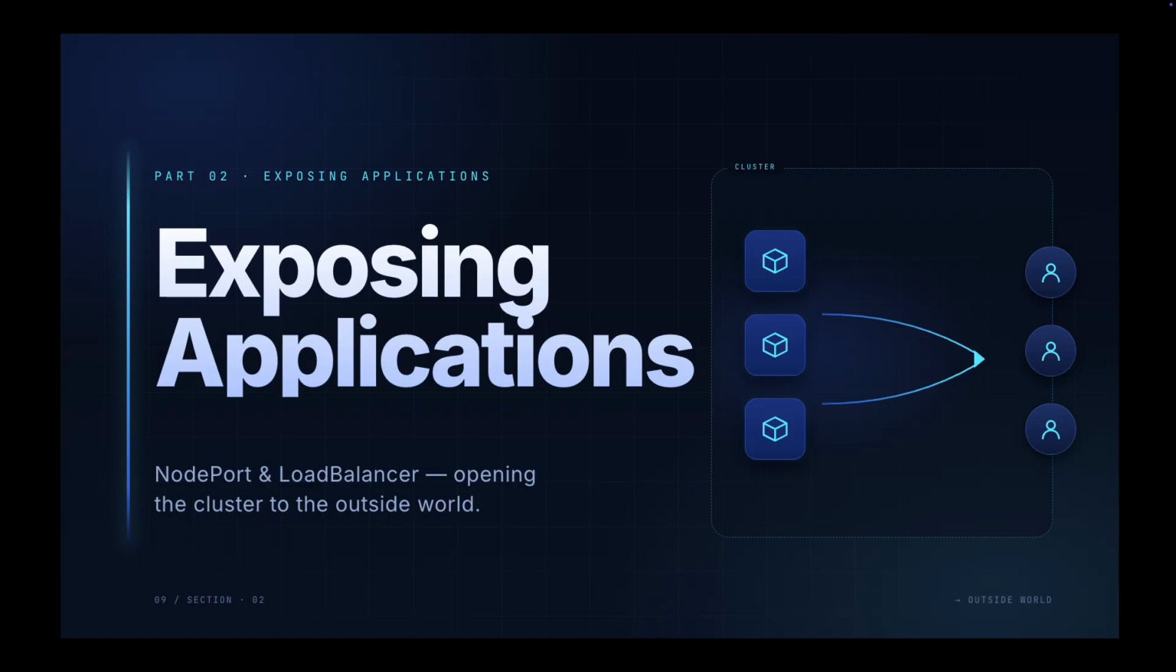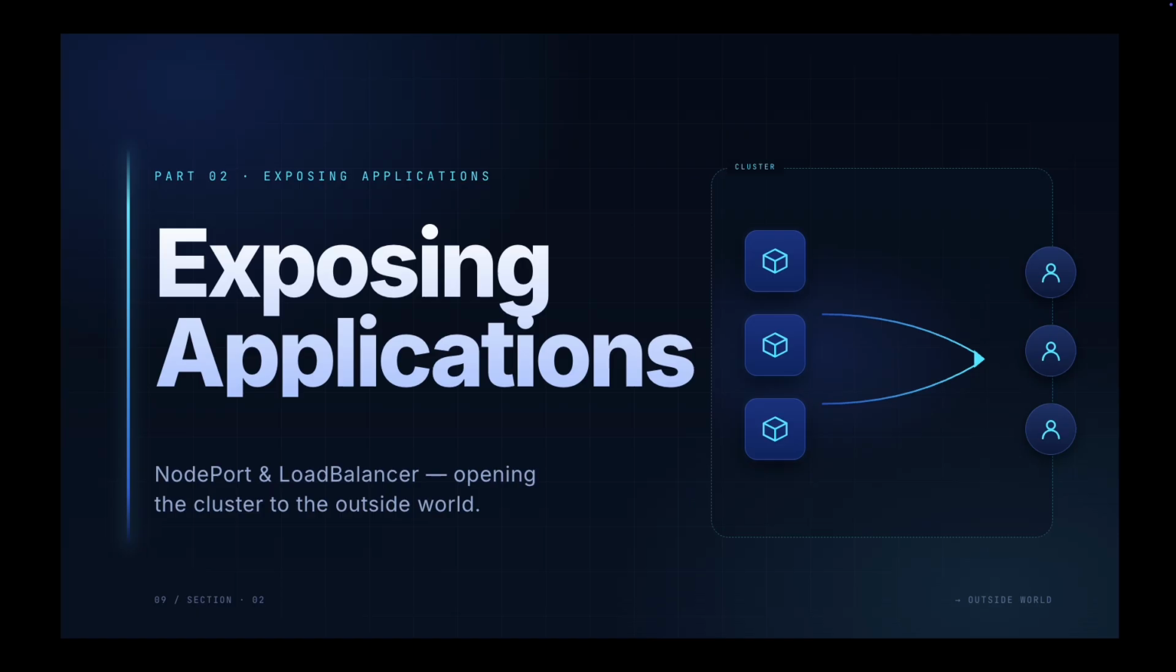A customer opening a website doesn't live inside Kubernetes. A mobile app doesn't live inside Kubernetes. They need a way to reach services running inside the cluster. That's where Kubernetes service types like NodePort and LoadBalancer come in. They allow us to expose applications beyond the cluster boundary and make them accessible to external users.